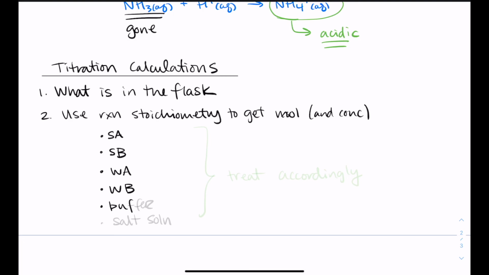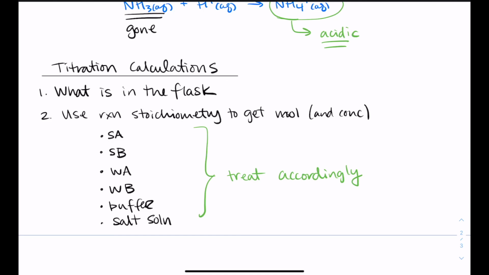So you might be left with a strong acid or strong base in solution, and you know how to calculate the pH of that. You might be left with a weak acid or a weak base in solution. You know how to calculate the pH of those. You might be left with a buffer solution, which you just learned how to calculate the pH of, and you might be left with a salt solution, which you do also know how to calculate the pH of.